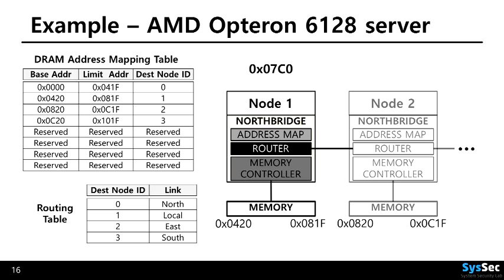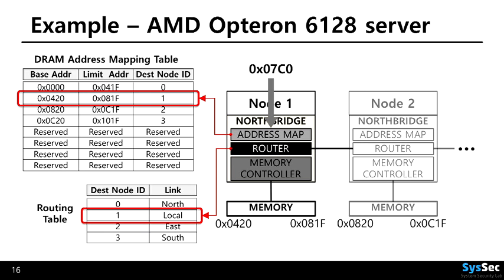So here is an example of PIkit on an AMD Opteron server. For example, a memory request is made by node 1. The node bridge creates a packet based on the DRAM mapping table, and the router transmits the packet based on the routing table. In this case, the destination node is 1. The packet is routed to the local port.